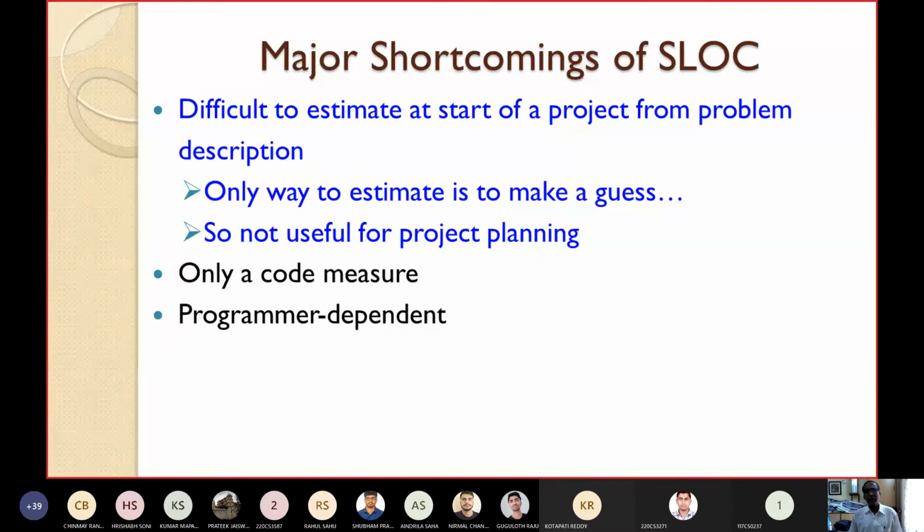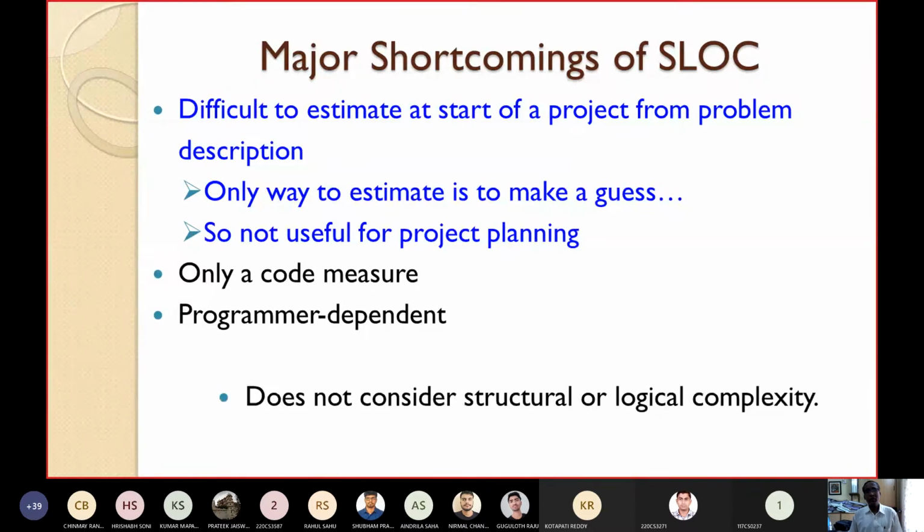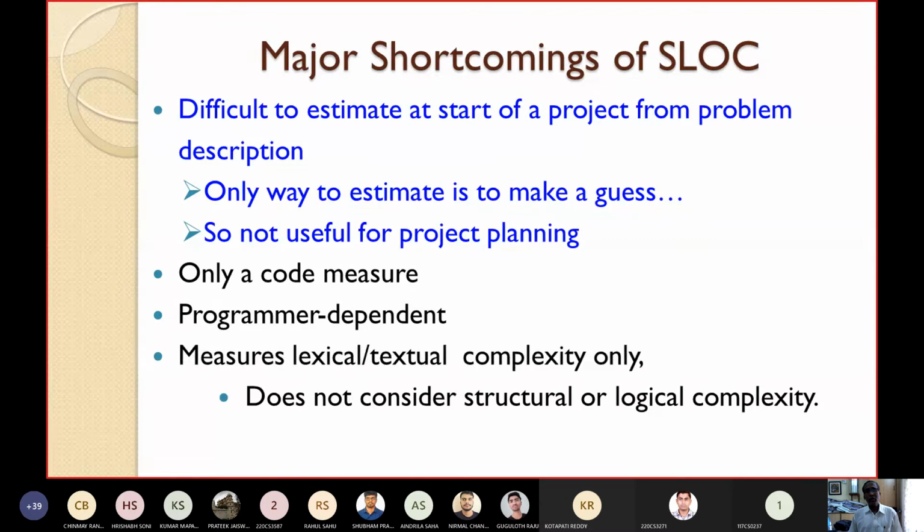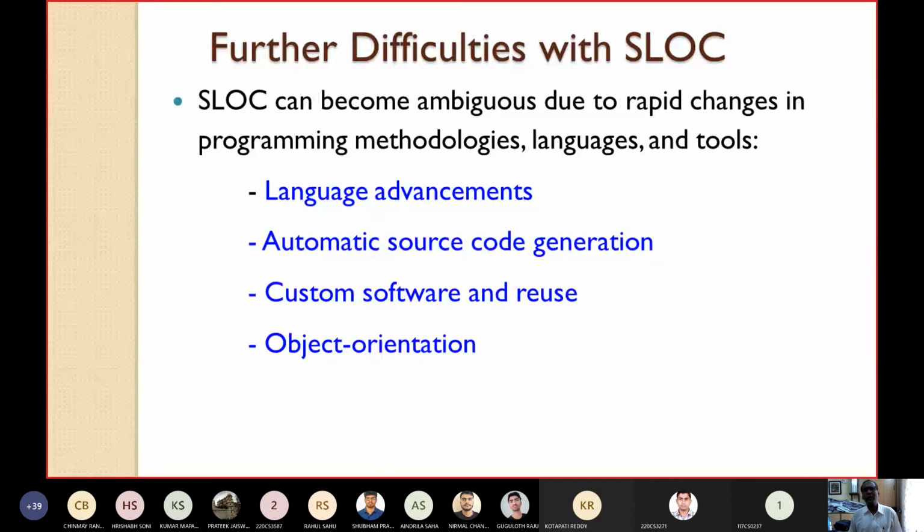It does not consider structural logical complexity. One of the major drawbacks of SLOC is that it does not consider the structural complexity or the logical complexity of the software. It only measures the lexical or textual complexity. So these are some of the shortcomings of SLOC. That's why people nowadays don't prefer SLOC, rather they prefer the other measure that we have seen, that is the function point.